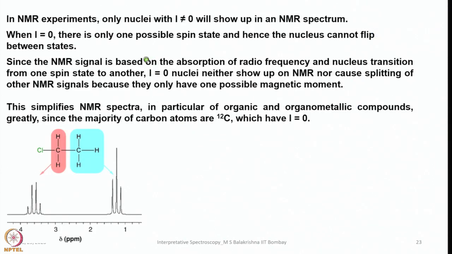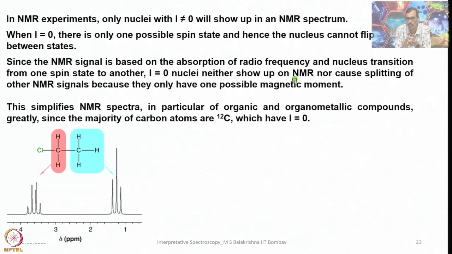In NMR experiments, only nuclei with non-zero I will show up in the NMR spectrum. When I equals 0, there is only one possible spin state, and hence the nucleus cannot flip between states. Since the NMR signal is based on the absorption of radio frequency and the nucleus transition from one spin state to another, plus half to minus half, or 1 to minus 1, I equals 0 nuclei neither show up in NMR nor cause splitting of other NMR signals, because they only have one possible magnetic moment.